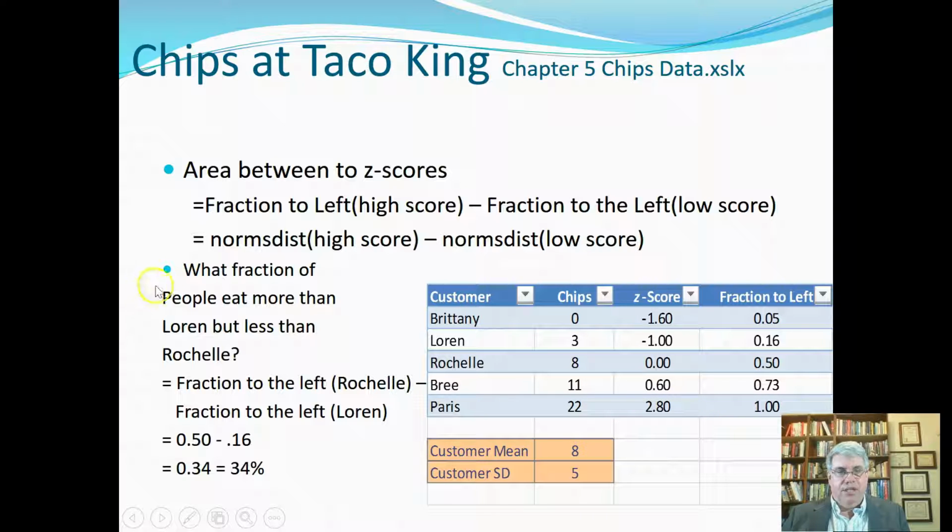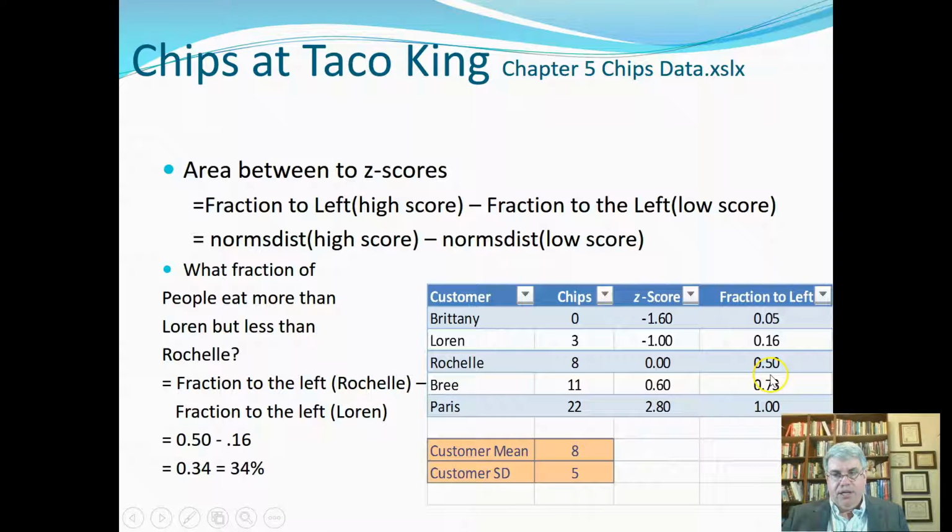Now, our question is, what fraction of people eat more than Lorraine, so Lorraine eats 3, but less than Rochelle? We want to ask what fraction of people eat from 3 to 8 chips. And the way that we're going to do that is we're going to use this equation that we were talking about for the area between two scores. It's the fraction to the left of the high score minus the fraction to the left of the low score. So that'd be NORM.S.DIST of the high score minus NORM.S.DIST of the low score, which is what we have in this column. So here we're going to have the fraction to the left of Rochelle.